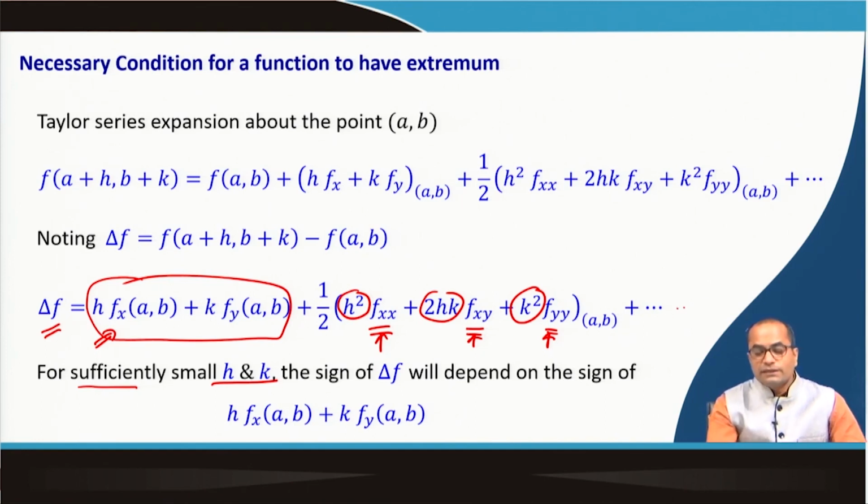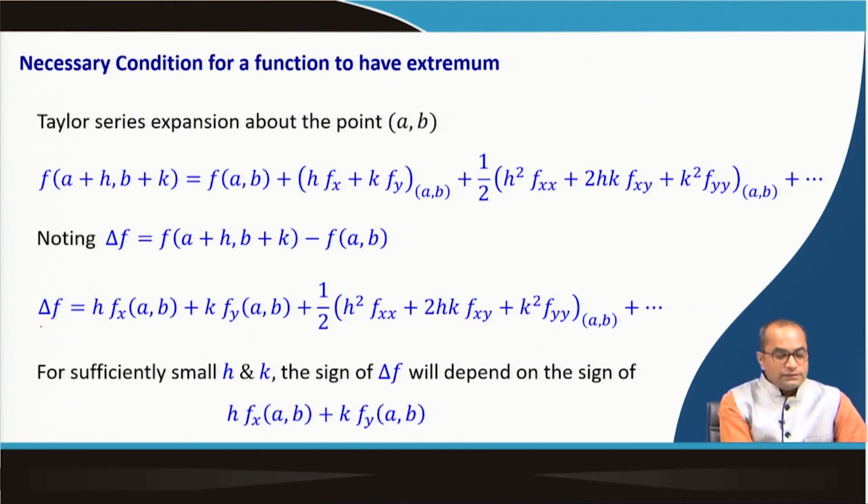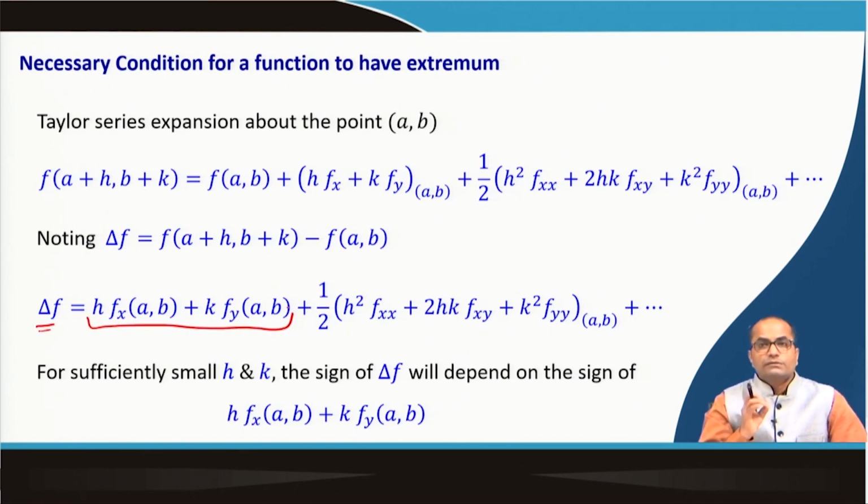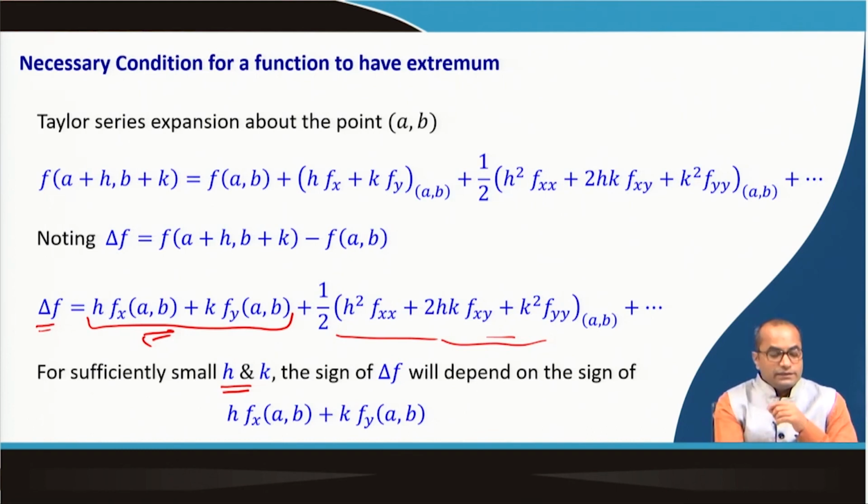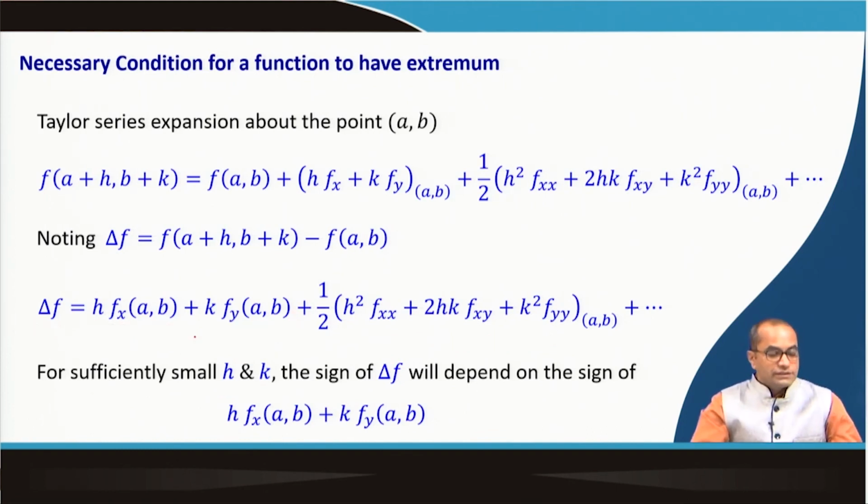Then we have the square term, then we have the cubic terms, and those terms will be even smaller for very small values of h and k. So, one should note that the sign of this delta f will depend on the first linear terms for sufficiently small h and k, it will not depend on the second term. If for very small h and k this first term is positive, then delta f will be positive, and if it is negative, delta f will be negative, because the rest will be negligible. The sign will depend only on the first term, not on the second term.